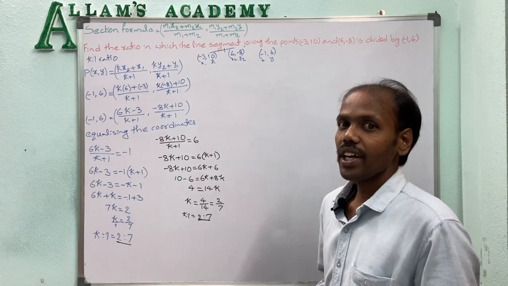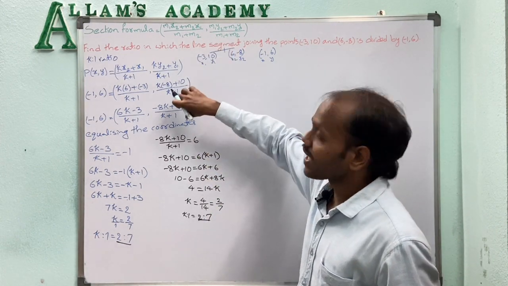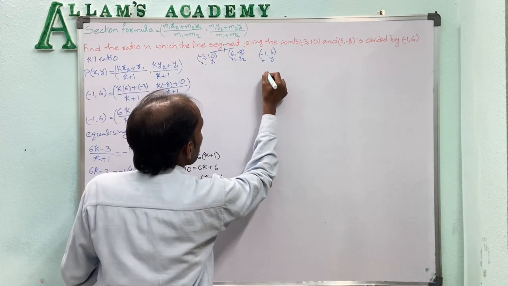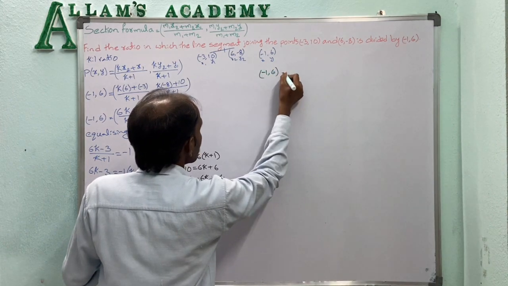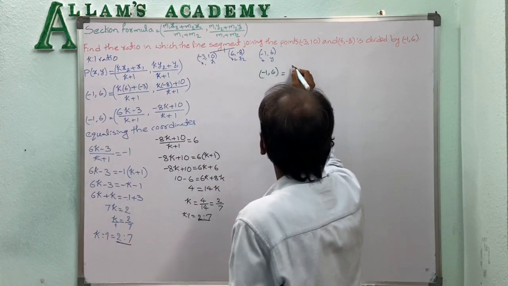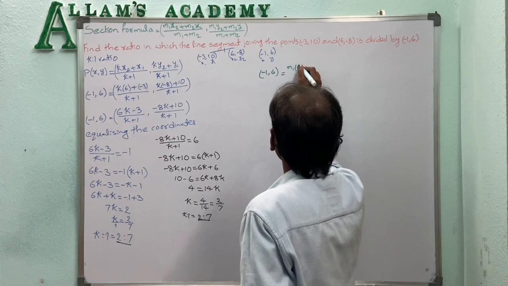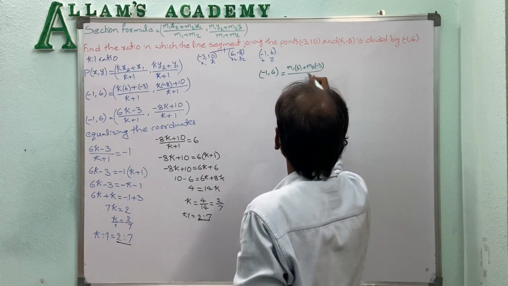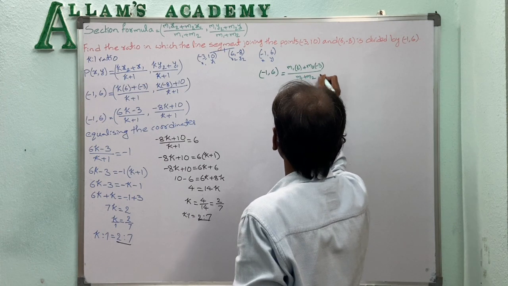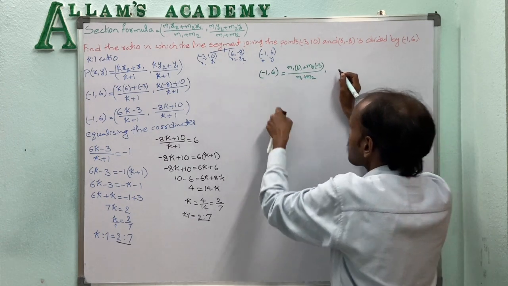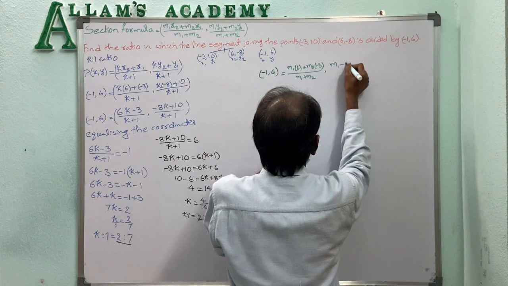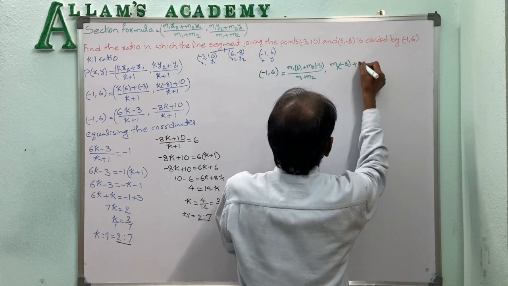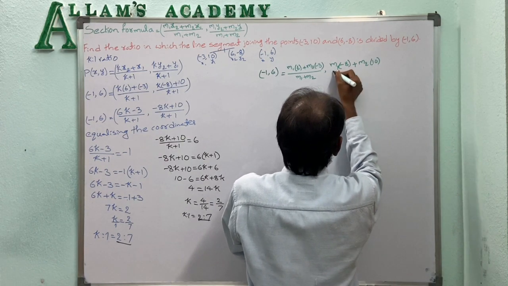If we have to use the direct section formula, then also we get the same result, as observed. So here (-1, 6) is equal to, by using the section formula, m1 x2, so m1 into 6 plus m2 x1. x1 is -3, so m2 into -3 by m1 plus m2. m1 y2, y2 is -8, so m1 into -8 plus m2 y1. y1 is 10, so m2 into 10 by m1 plus m2.